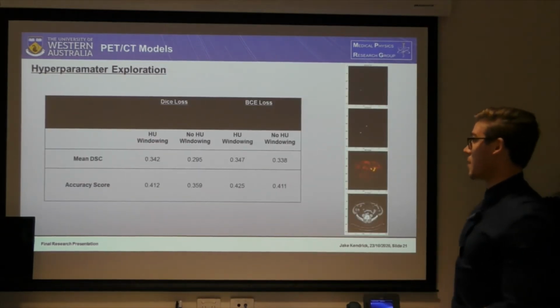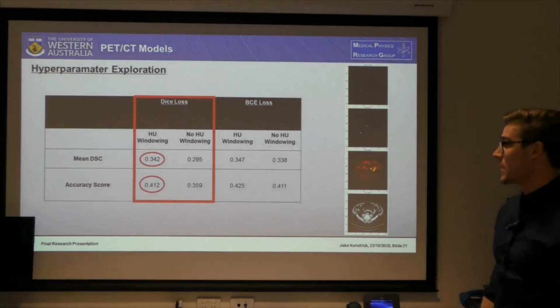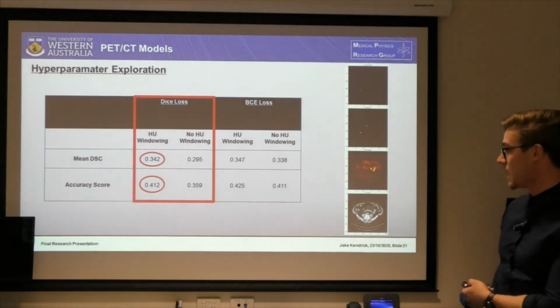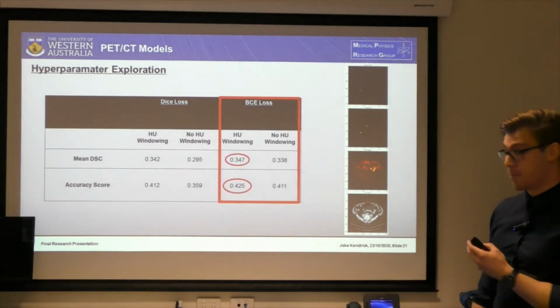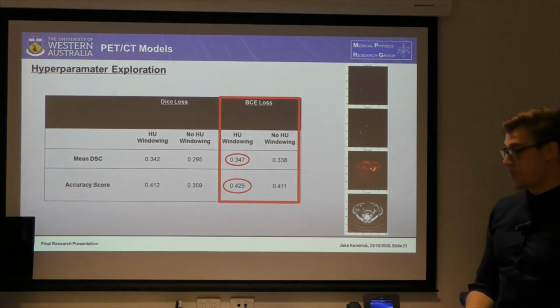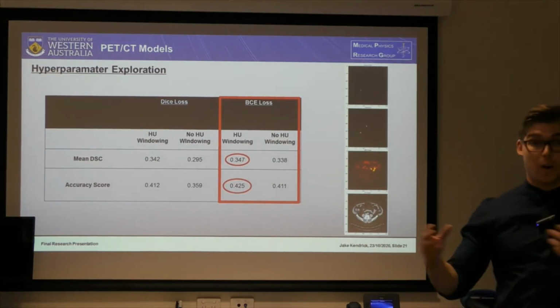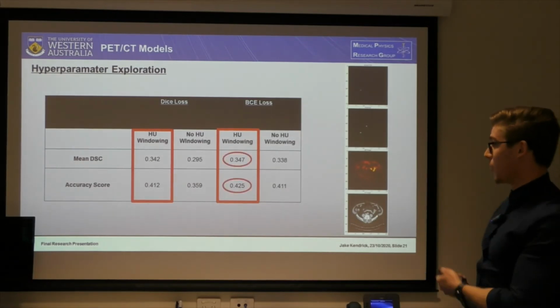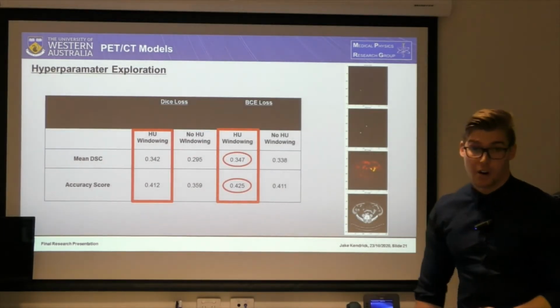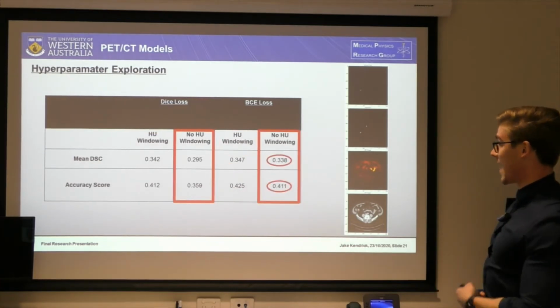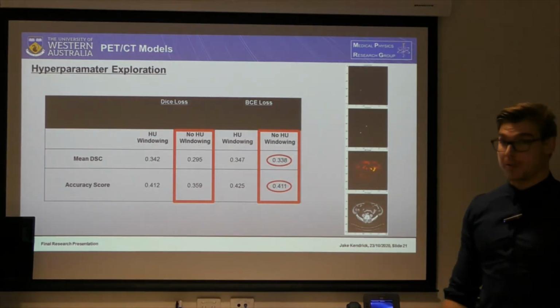In terms of hyperparameter exploration, again, what we observe is that controlling for the various loss functions, DICE and BCE, using HU windowing improves over not using HU windowing. So in every case, when we use HU windowing as a pre-processing technique, the model outperforms the one that doesn't. And in these two instances, if we control for the use and disuse of HU windowing as a pre-processing technique, the BCE loss function outperforms the DICE loss function in both instances.